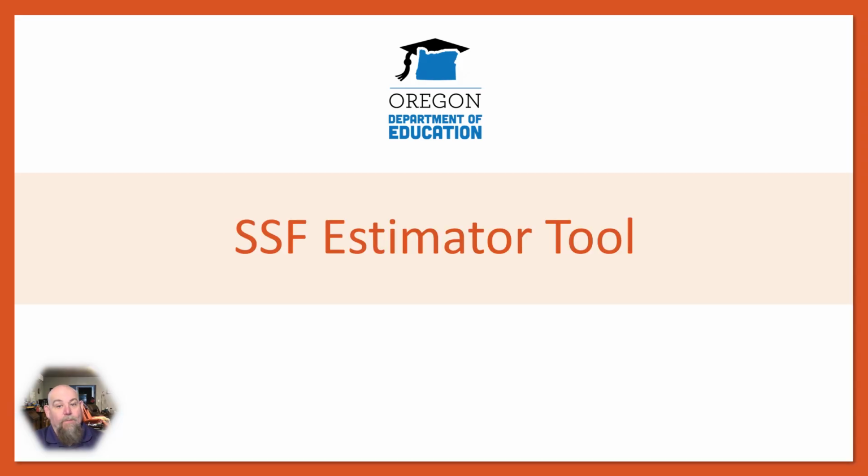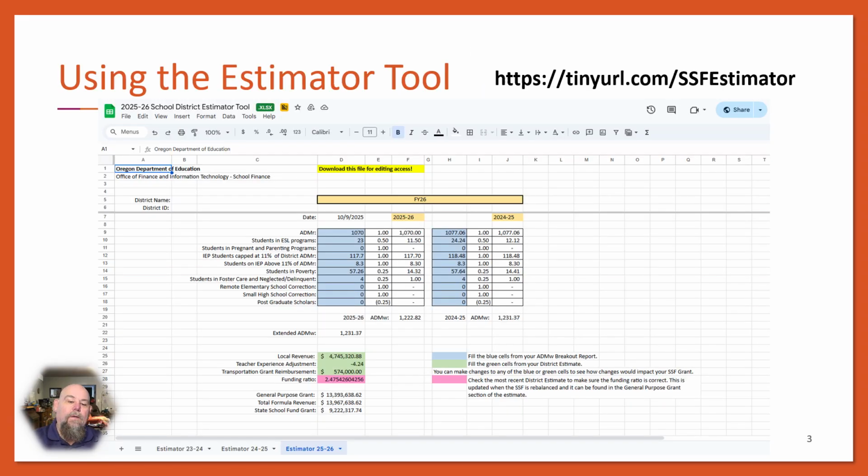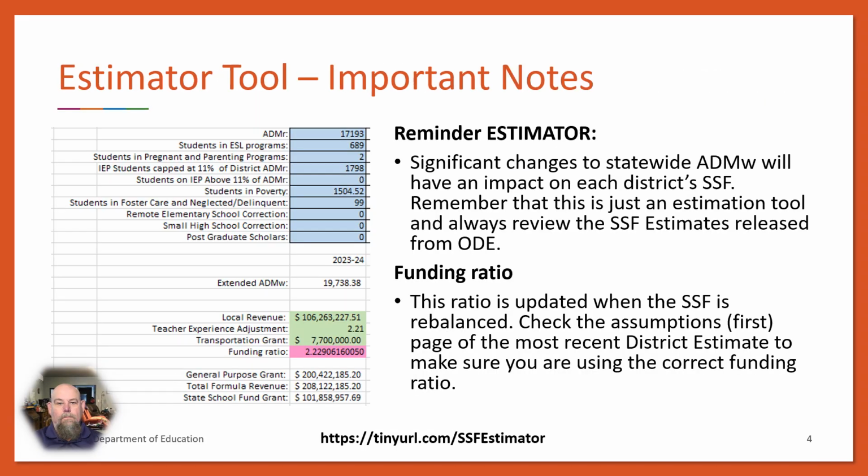In this video, we're going to be taking a look at the State School Fund Estimator tool. So when you go to the link there at the top of the left of the screen, it will open a Google Sheet that looks like this. At the bottom there are prior year tabs, and we add a new tab each year. At the top of the sheet, there's a note that says to download the file for editing access. Once you download this file, it's yours. You can update it as much as you need or want to.